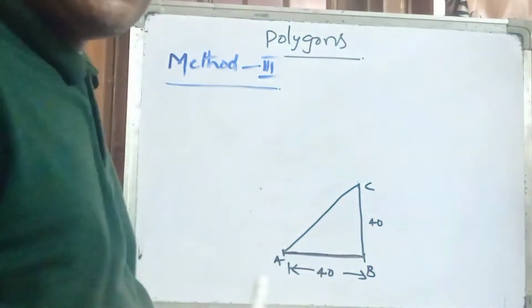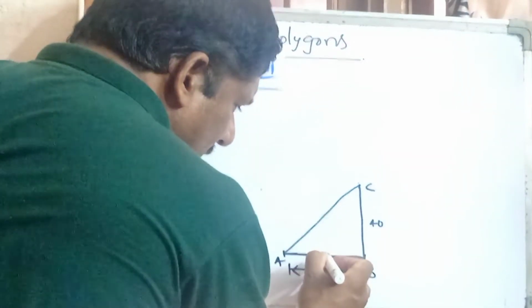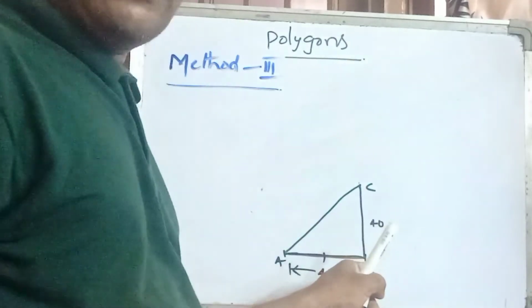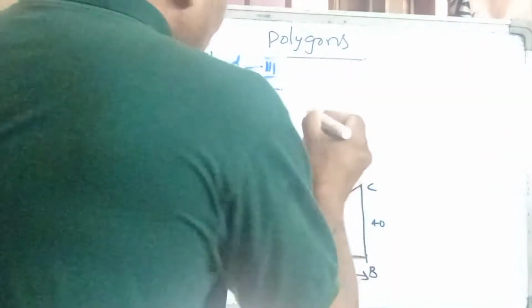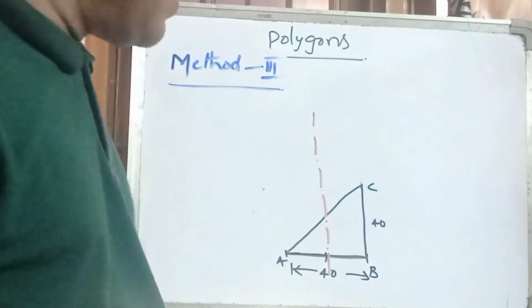A to C by a straight line, this is a triangle. Take the center point of the given baseline and draw the vertical line. This vertical line should be parallel to this line. This we call the axis line. The axis line is drawn as one length of line and a dot, one length of line and a dot.